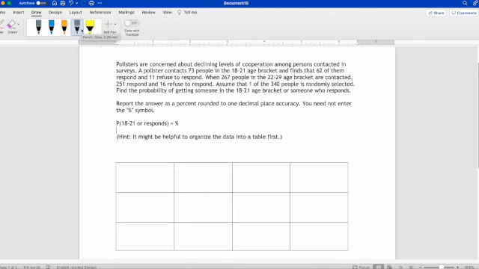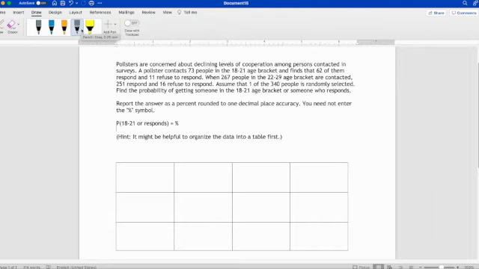Okay, in this example, we have that pollsters are concerned about declining levels of cooperation among persons contacted in surveys. A pollster collects 73 people in the age group of 18 to 21, and then finds that 62 of them respond and 11 refuse to respond.